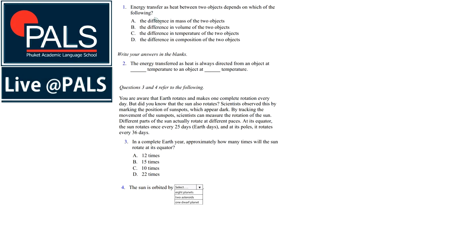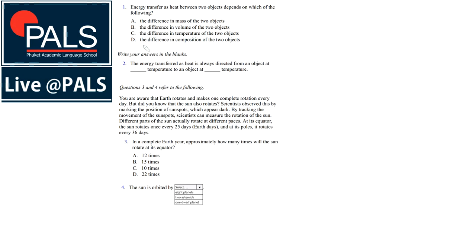So we start now. First question: energy transfer as heat between two objects depends on which of the following? The difference in mass of the two objects, the difference in volume of the two objects, the difference in temperature of the two objects, or the difference in composition of the two objects.